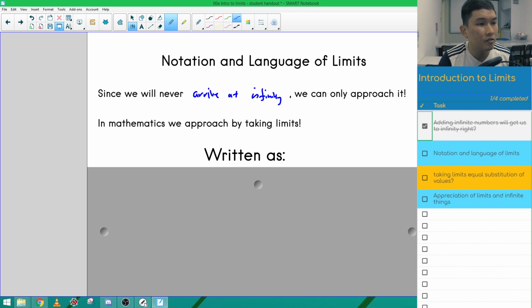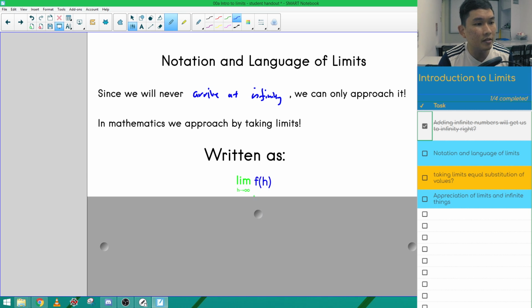Yeah. So we write this as taking the limit, right, of say a function. So how we write that down is we first write a LIM. LIM is a short form for limits. And below the three letters LIM, you actually see H, an arrow, and infinity. Yeah, so this tells us that we want to find out what happens when H approaches infinity. And then we write whatever that we're interested in, a function, for example.